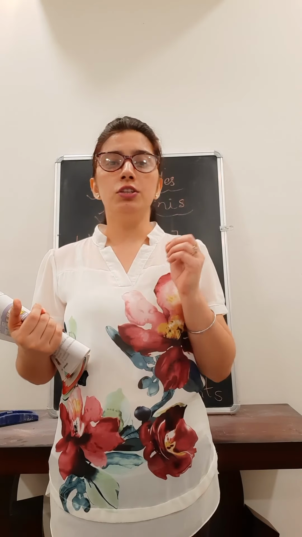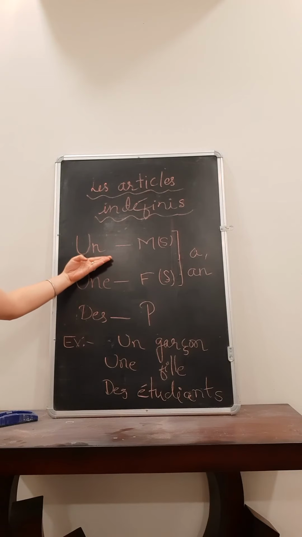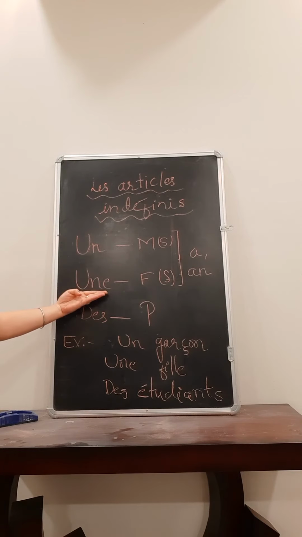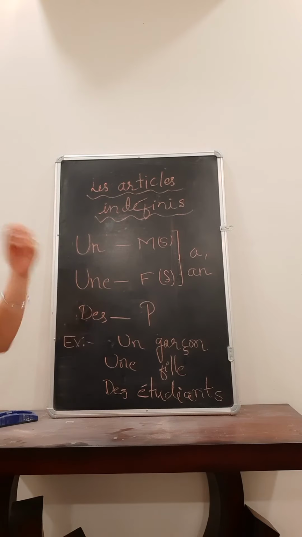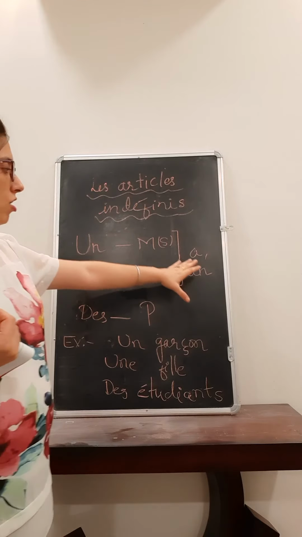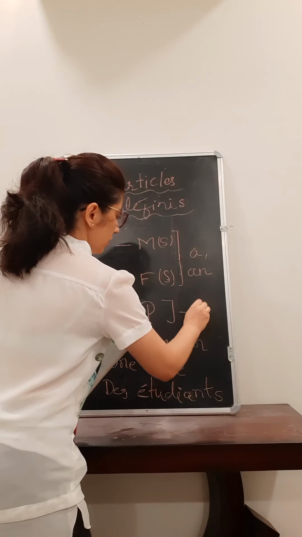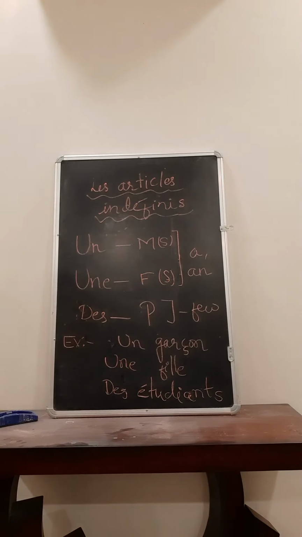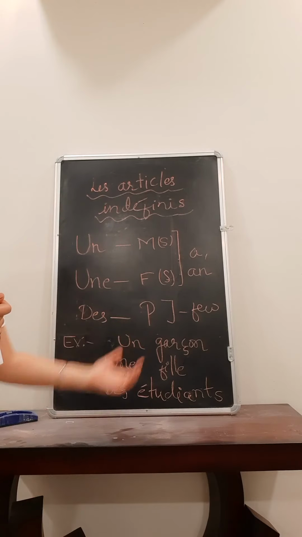So in today's class, we learned what the indefinite articles are. They are un, une, des. Un for a masculine singular noun. Une for a feminine singular noun. And des for the plural noun. Un and une mean a or an. Des means a few. And we use indefinite articles with nouns which do not have any specification. So that's all for today.